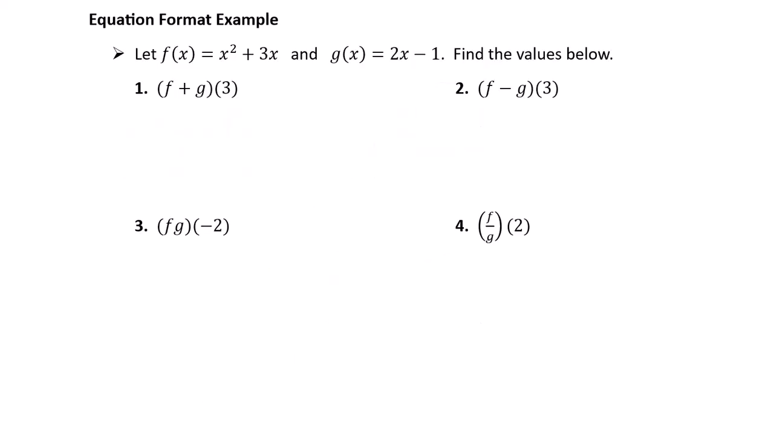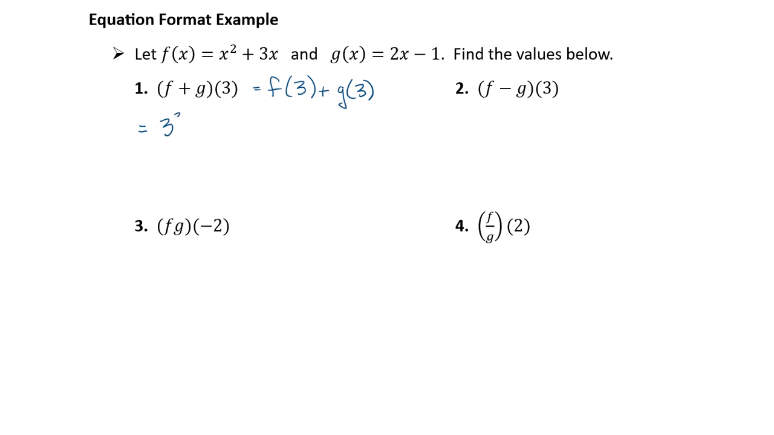An equation format example. Let f of x equal x squared plus 3x and g of x equal 2x minus 1. Find the values below. In the first example, we have f plus g of 3. It helps to write this out as it's defined, f of 3 plus g of 3. Then we use our functions and evaluate at those inputs.